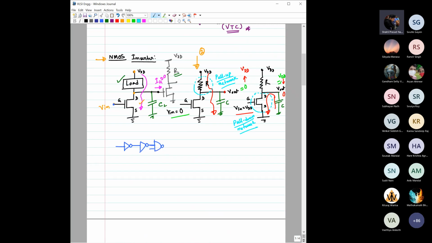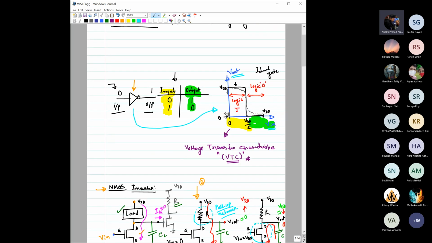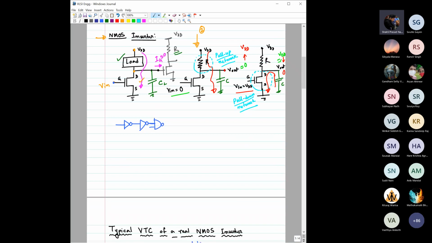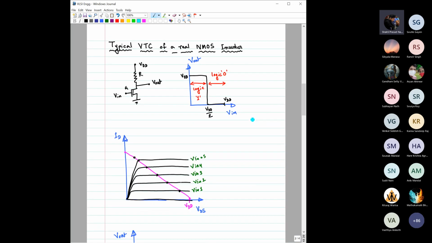So you are already familiar with the term VTC, voltage transfer characteristics. So we will take our discussion from now on from this VTC, from the ideal VTC itself, and then see how the practical VTC deviates from the ideal VTC. Slowly we are building up our foundations, so that we can discuss a couple of other, bit more complicated things based on that.